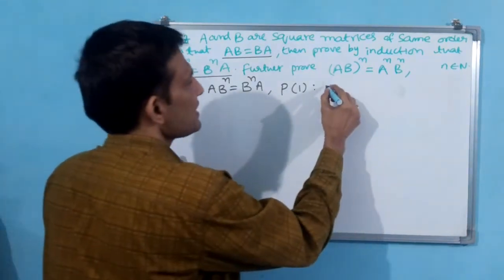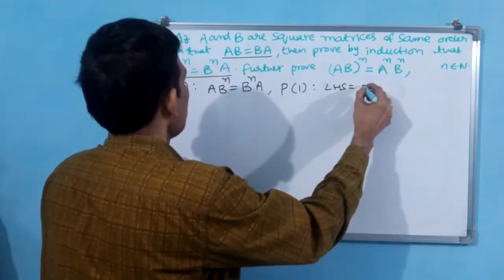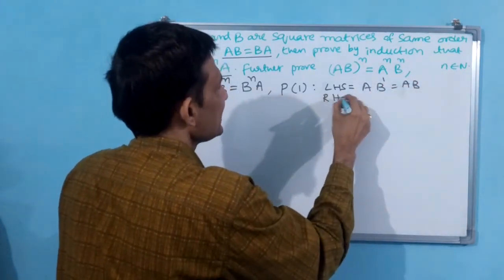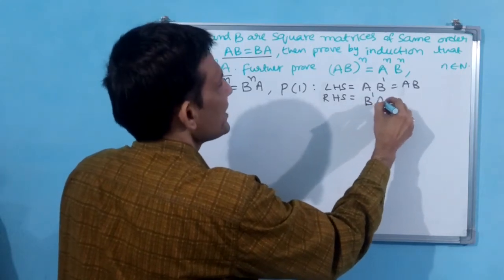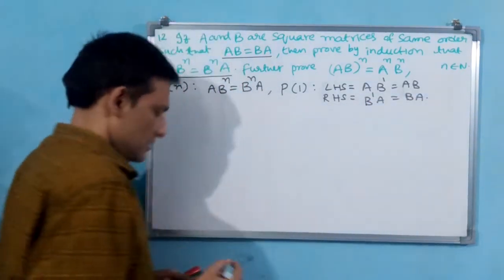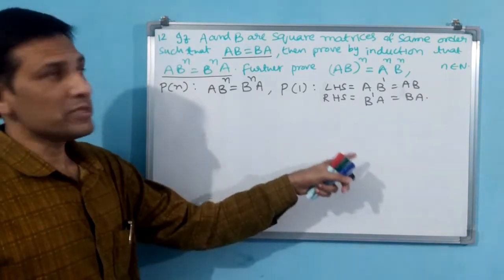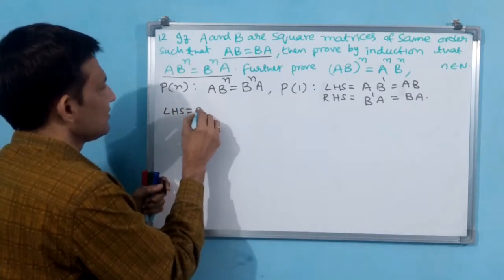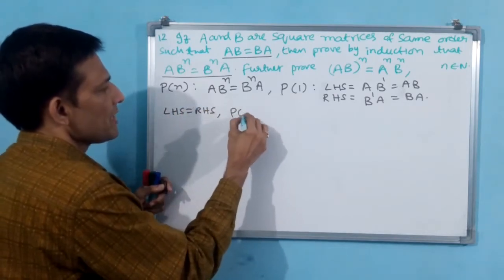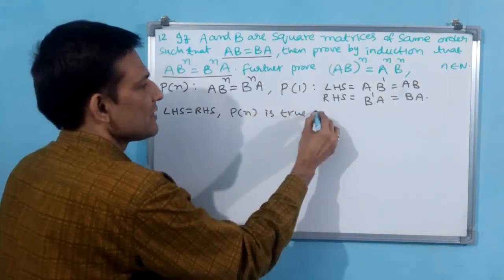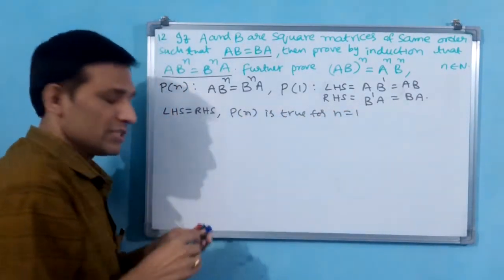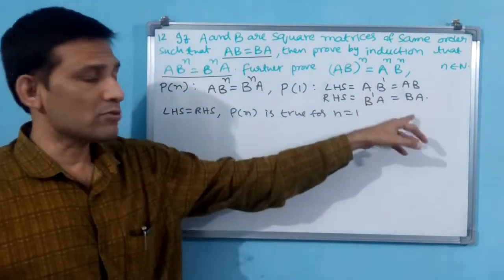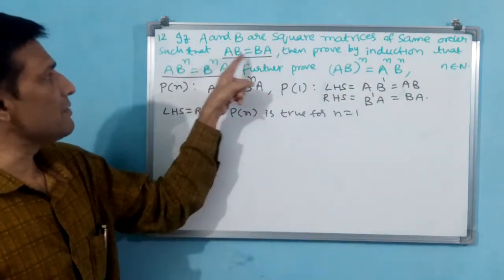P(1): LHS is equal to AB power 1, that is equal to AB. RHS is equal to B power 1 into A, that is equal to BA. But is LHS equal to RHS? AB is equal to BA? Yes. Why? Because you only told. Write down: LHS is equal to RHS. P(n) is true for n is equal to 1. Is it okay? LHS AB has come, RHS BA has come, but AB is equal to BA? Yes, because you only gave AB is equal to BA.